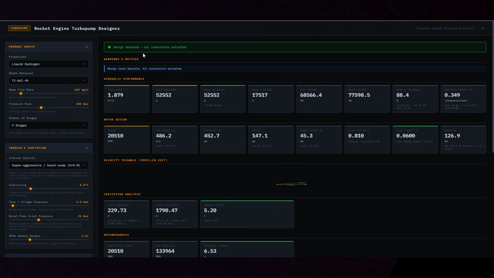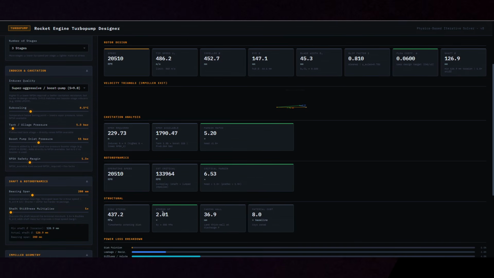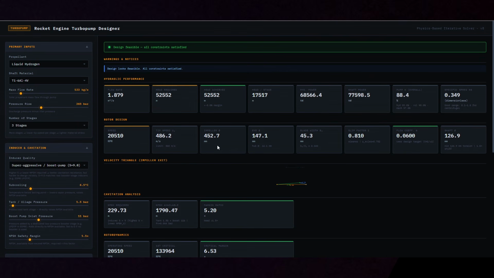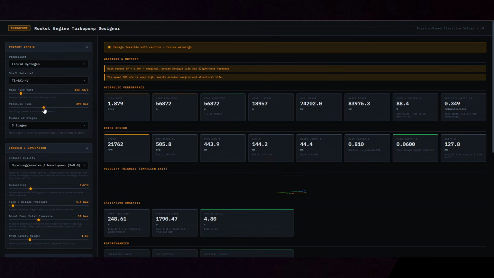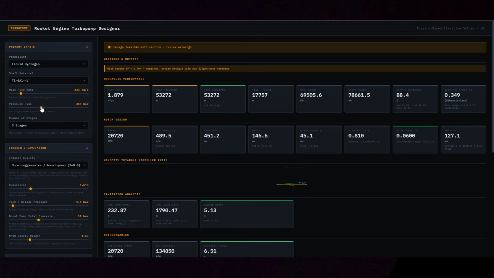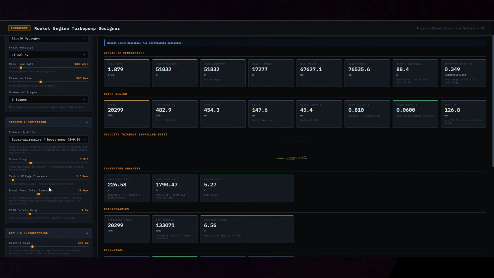Okay, I've got a feasible design here with hydrogen, and that did require paying attention to the stress factor. But we've got titanium and 133 kilograms per second, but not as much pressure rise as I would like. Then we have more problems. We've got a high tip speed here. Well, so here it looks like the max I can do is 360 bar.